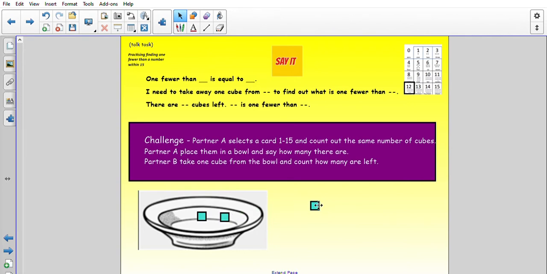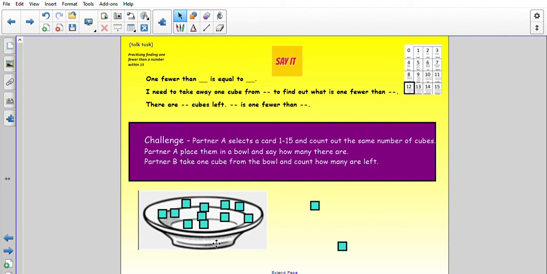1, 2, 3, 4. Oh, that one didn't want to go. 5, 6, 7. Have I got enough yet? No, you're right. So 7, keep counting on. 8, 9, 10, 11, 12. There we go. So I chose number 12 and I put 12 in my bowl. Now I'm going to take one away because I want to find one fewer. I'll take that one away because it's almost falling out already, isn't it? So I'm going to put it down here.